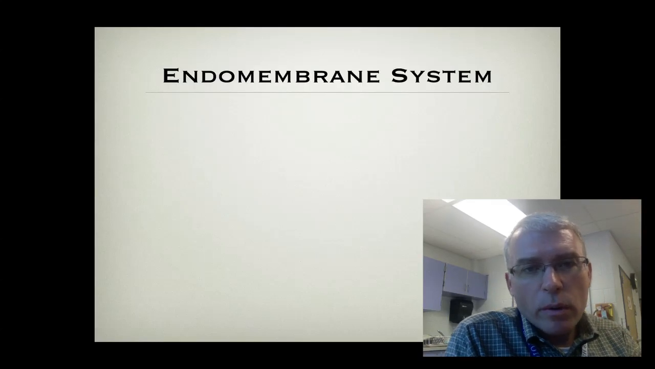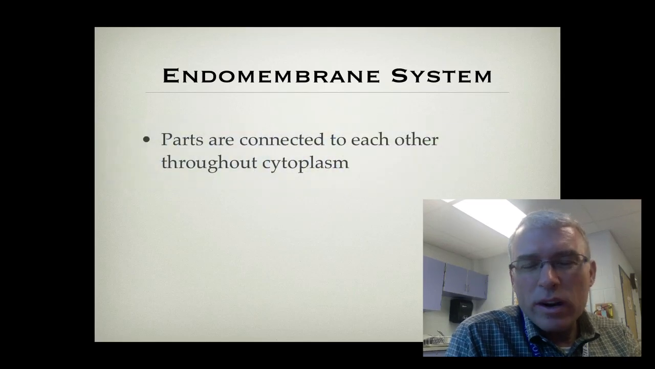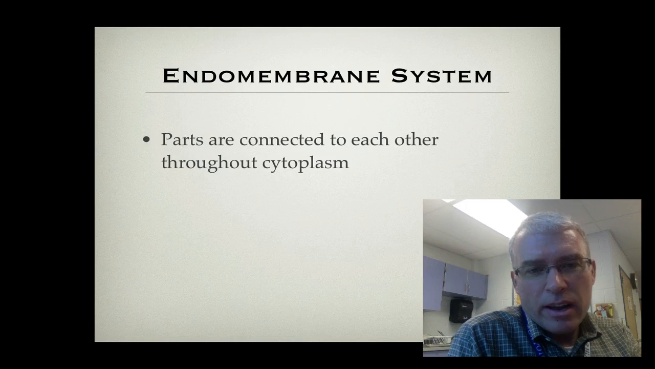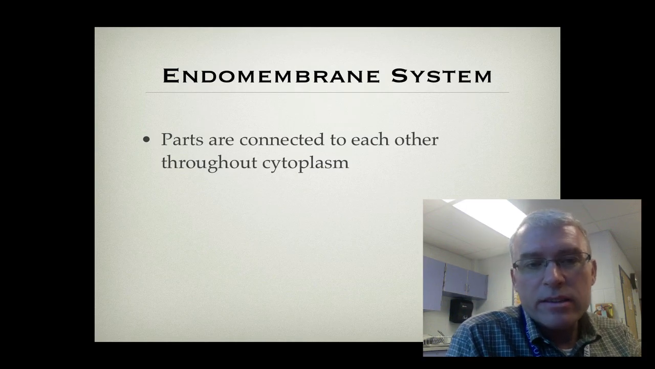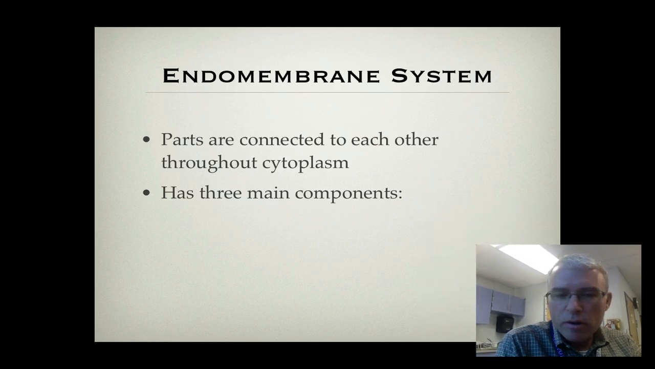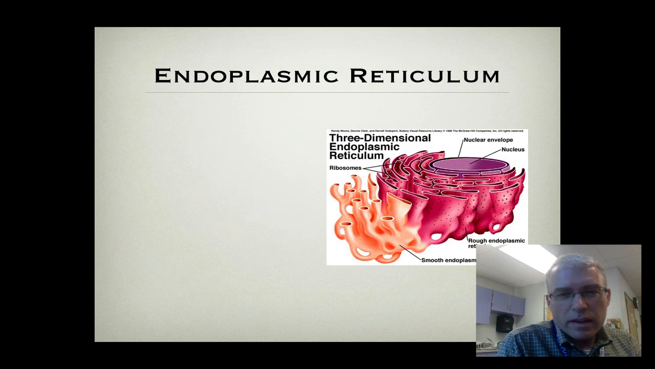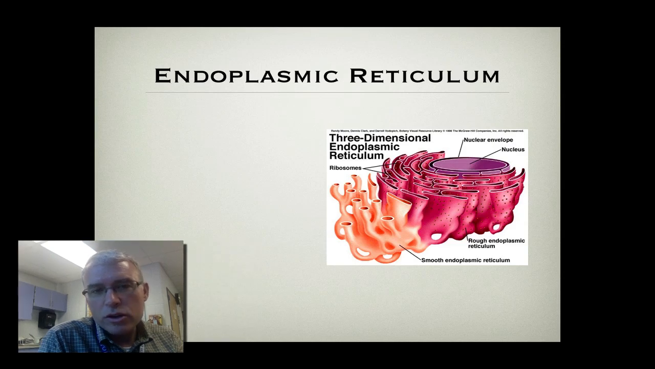And we're going to start with the endomembrane system, which is a set of organelles that are connected to each other and interact with each other throughout the cell or throughout the cytoplasm of the cell. There are three main components of the endomembrane system that you probably have already heard about in freshman biology: the endoplasmic reticulum, the Golgi apparatus, and the lysosomes. Now, the endoplasmic reticulum has two forms, rough and smooth, and we're going to take each one by one and talk about its structure and its function.